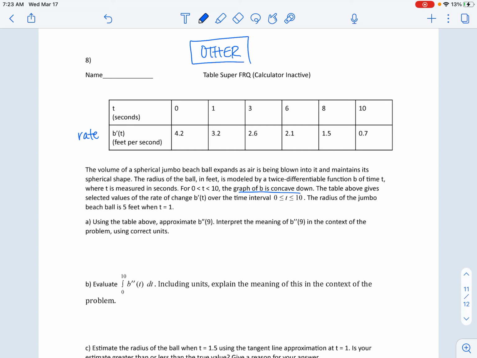The table above gives selected values of the rate of change B prime of t over time from 0 to 10. The radius of the beach ball is 5 feet when t equals 1. So B of 1 is 5. That's a point on our original function.